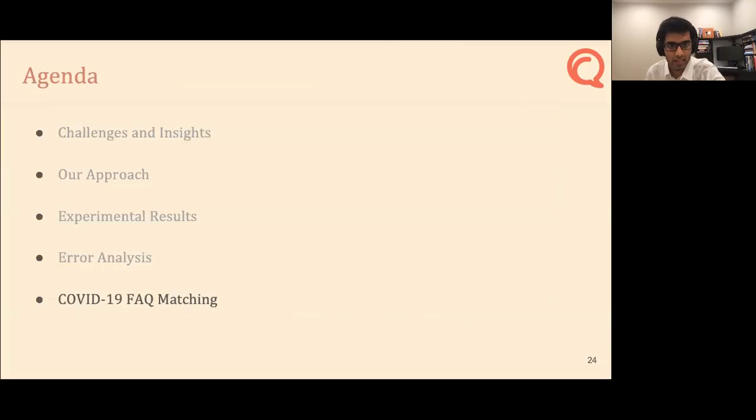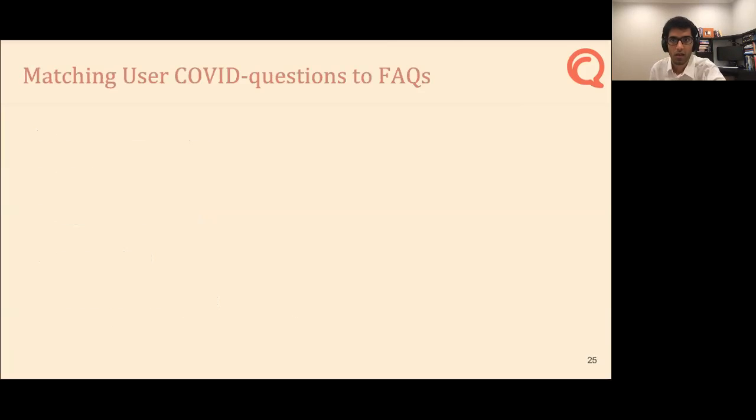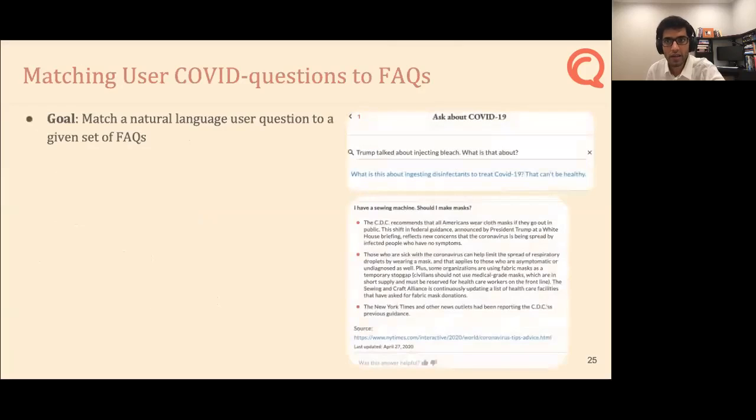Next, I would like to describe how we use this model to apply it to COVID FAQ matching. So our goal here is to match a natural language user question to a given set of FAQs. While we realize an answer to a given question is very useful in identifying matches, we simplify the problem in this case to identifying questions in our FAQs that are similar to the user question. This allows us to use our double fine-tuned BERT question similarity model for this task.